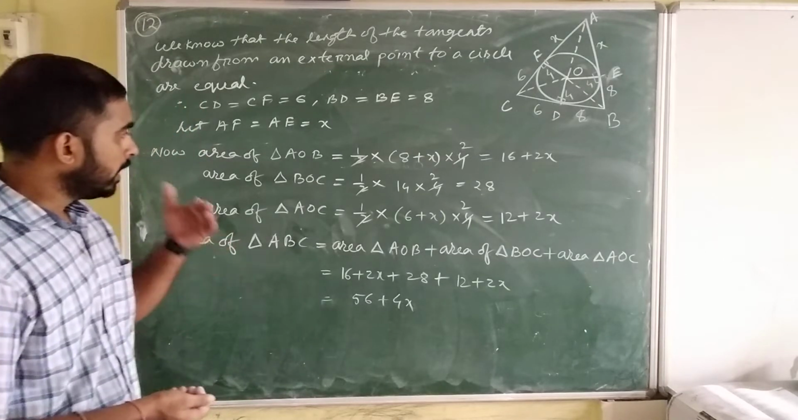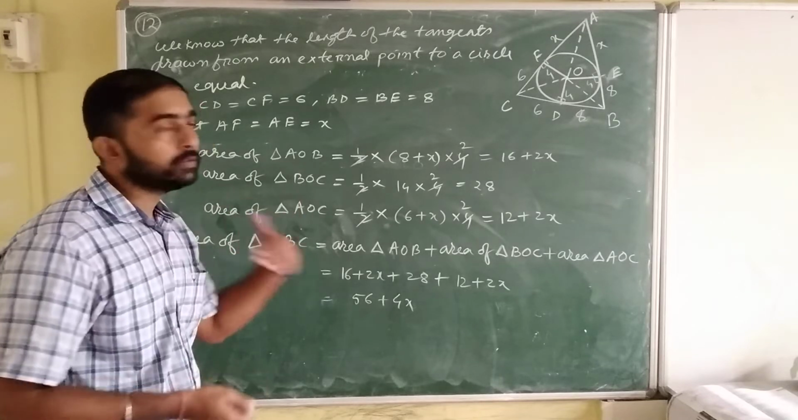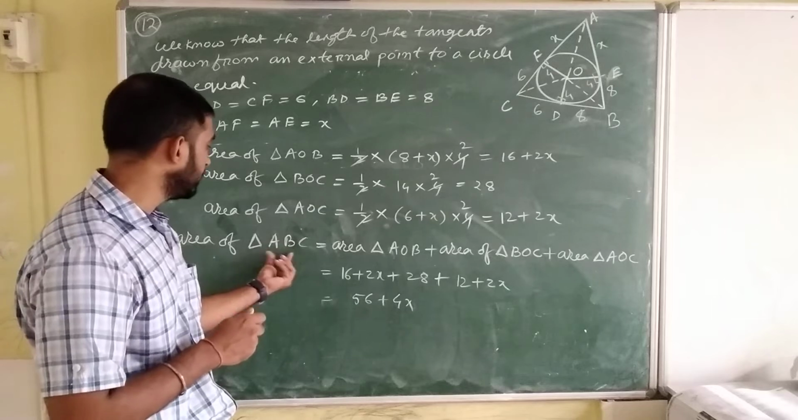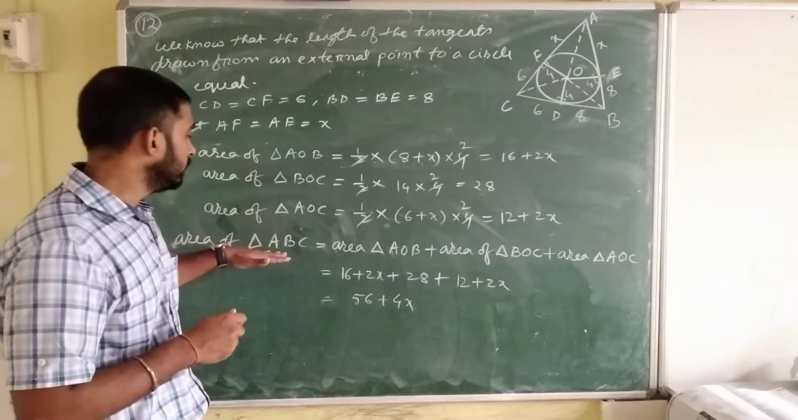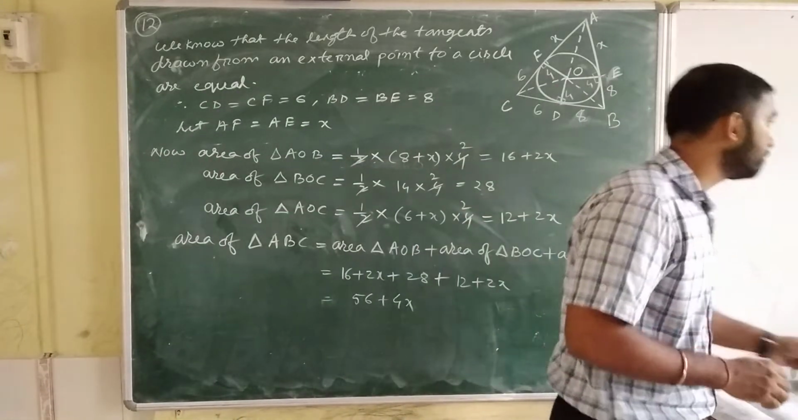Now, after that, again we will find the area of triangle ABC by using Heron's formula. Then we will compare them. Means area of triangle ABC, this one, and the area we got by using Heron's formula. We will compare them because both represent the area of triangle ABC.